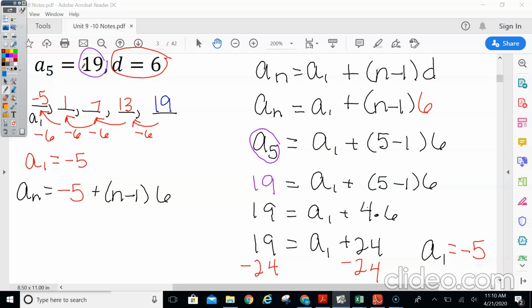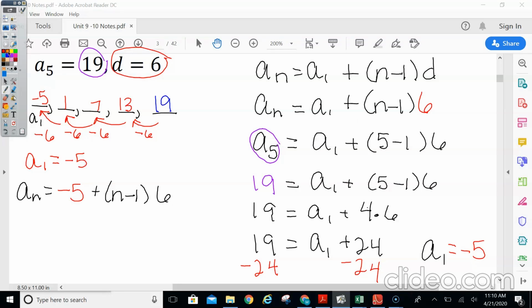So again, for a smaller number, you know, between 1 and 10, going backwards is the easier way. But anything after 10, you definitely want to use the formula, because then it's going to be too complicated to work all the way up to that number. Okay, but either way, we get negative 5 is a sub 1.